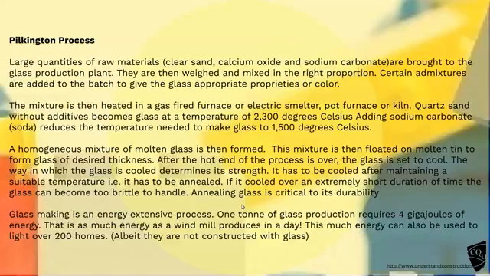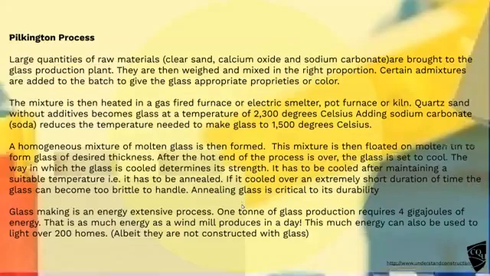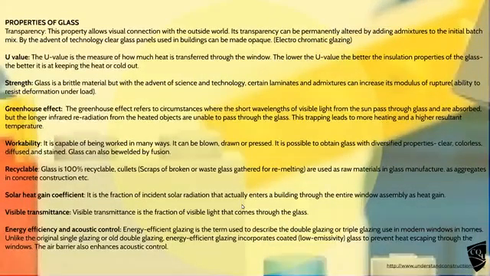However, making glass uses a hell of a lot of energy and a lot of materials. So a ton of glass requires 4 gigajoules of energy to make. That's as much energy as a windmill produces in a day, or like 200 homes. So it's quite expensive. On the good side, it is recyclable. Here's just a snapshot of the properties of glass.